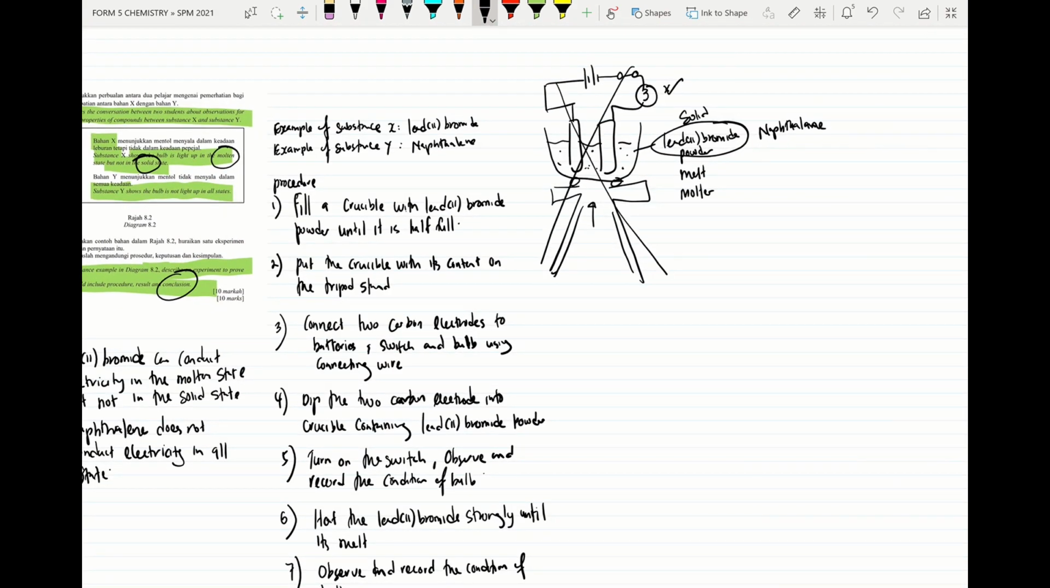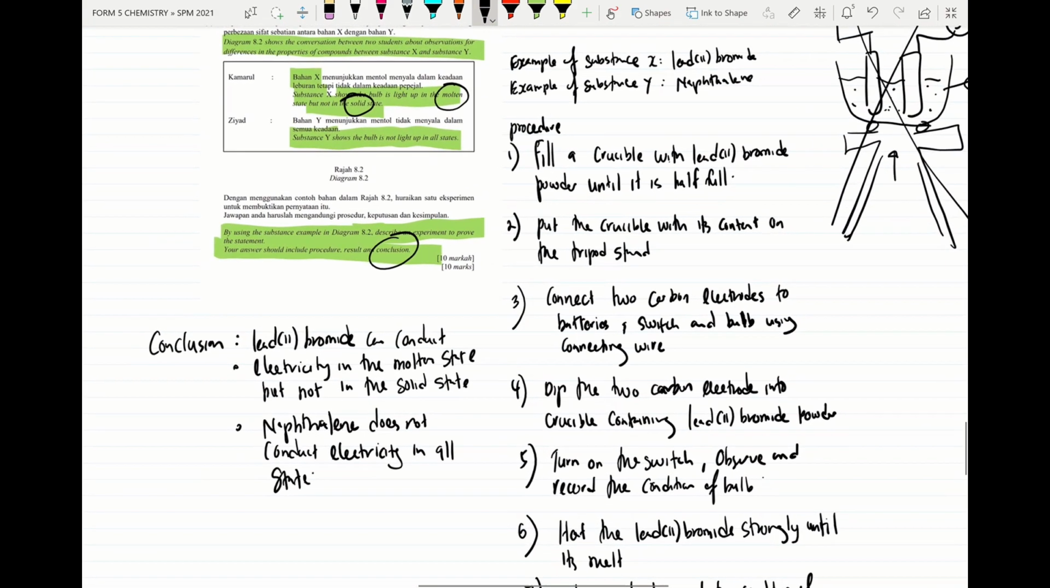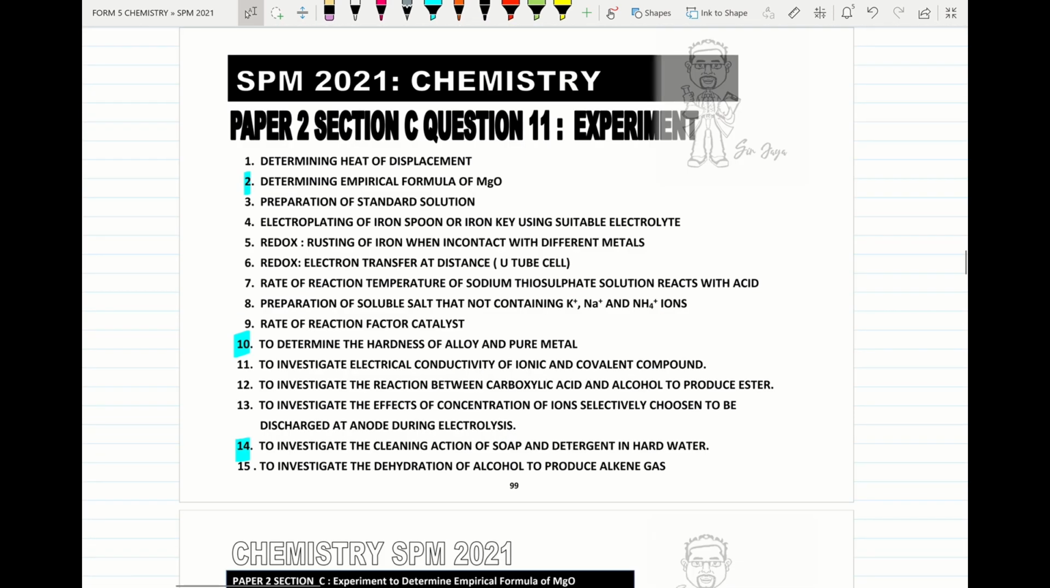This experiment setup, no need to draw. Alright, so please remember all the format. Dear students, since this is my last slot, I'm going to discuss another four more essay questions, experimental essay questions that students must remember also.